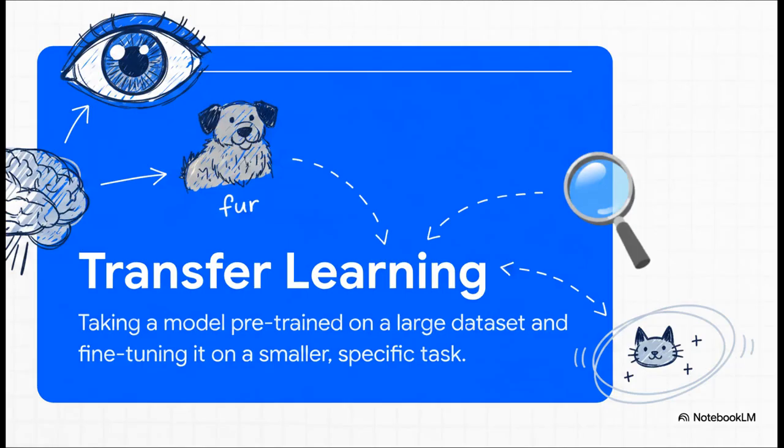And this leads us to transfer learning. The idea is brilliant in its simplicity. Why would you ever start from scratch? Instead of trying to teach a new model about vision from ground zero, you just take one of these models that's already been pre-trained on ImageNet. You give it a massive head start. It already knows what an eye is, what fur looks like. All you have to do is fine-tune it on your very specific problem.